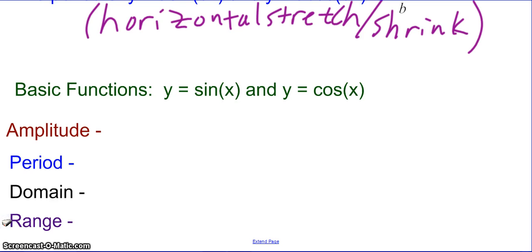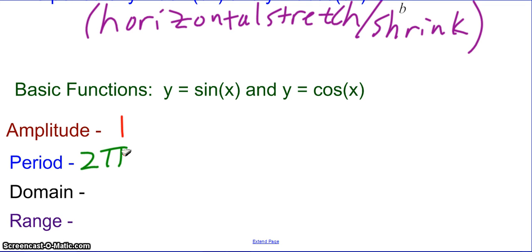So for the basic functions, y equals sine of x and y equals cosine of x, well, what is the amplitude? Well, the a value in both of these is 1, so the amplitude is going to be 1. The period, well, b is 1 for both of these, as I just mentioned, and the period is going to be 2 pi. Again, we talked about that earlier.